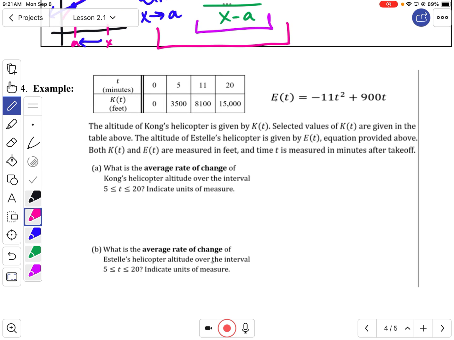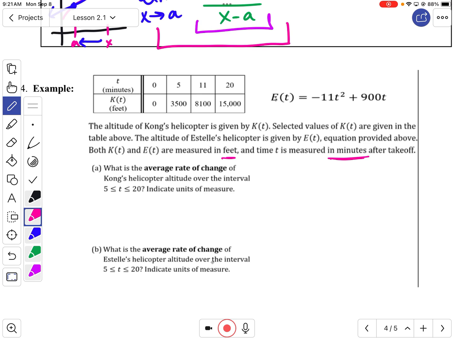So the altitude of Kong's helicopter is given by K of T. Selected values of K of T are given in the table above. The altitude of Estelle's helicopter, that's his other cat, is given by E of T, okay? The equation provided above. Both K of T and E of T are measured in feet, and time is measured in minutes after takeoff. Okay, so units are important.